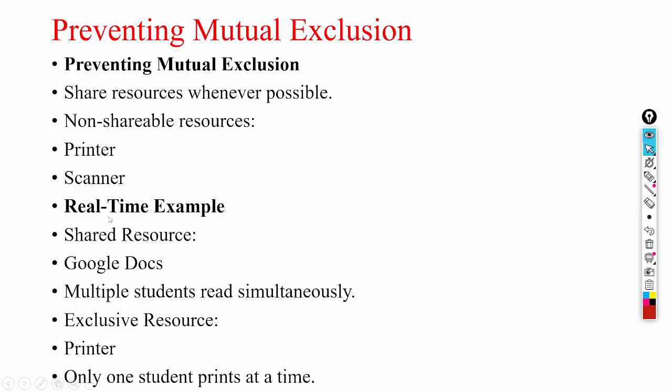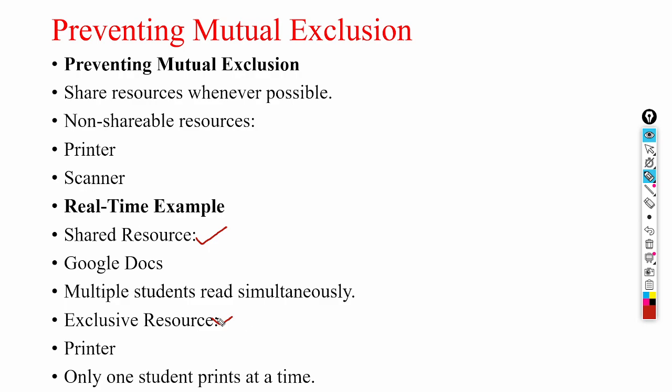The next one is preventing mutual exclusion. Now let us see how to prevent mutual exclusion. The idea is to share the resources whenever it is possible. Some resources can be shared among multiple users simultaneously. However, some resources cannot be shared. These are the shareable resources, and these are the exclusive resources.